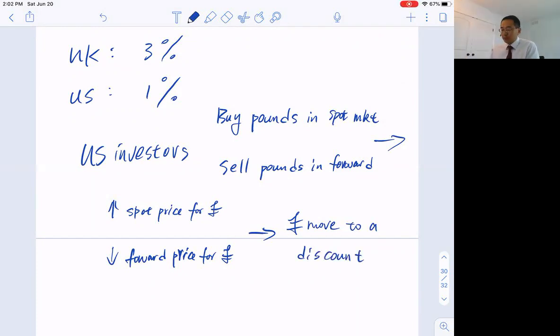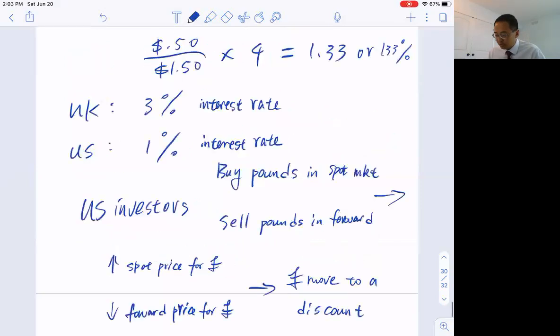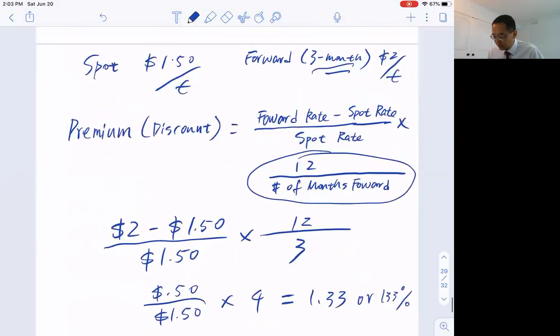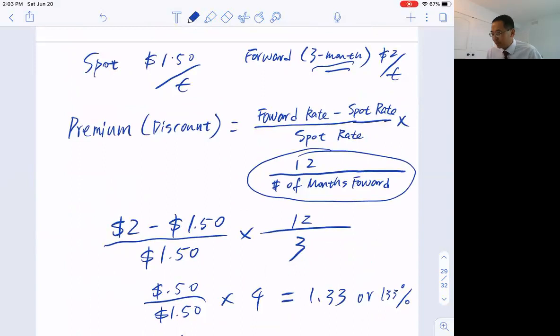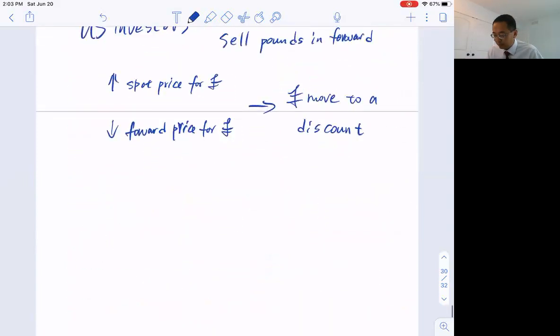On the other hand, if the US offers higher interest rate for investment than the UK, then you would see the opposite happen, and that's when you have a premium. So given the example we just did, where you have a 133% premium, that means the US is offering much higher interest rates than the Eurozone is offering.